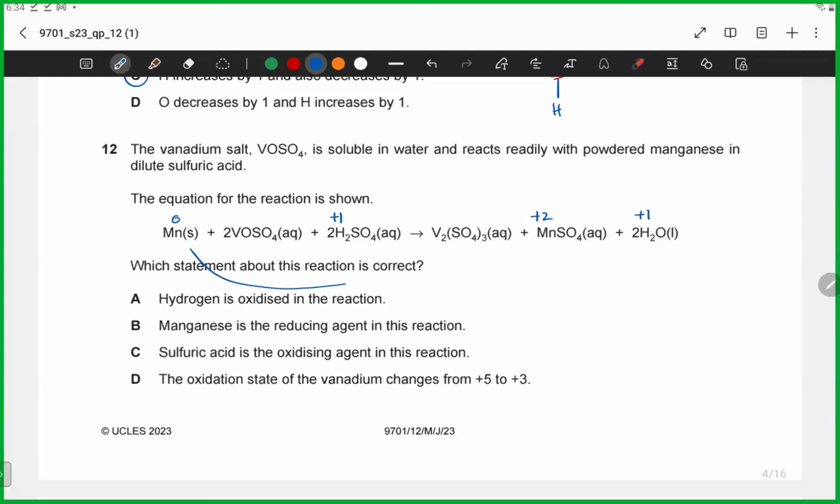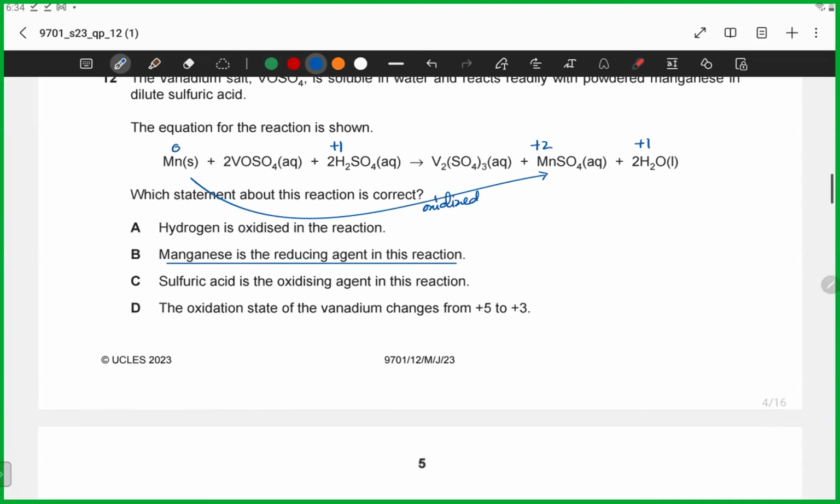तो ये बात सही है ना? Magnesium is getting oxidized, right? तो जो oxidize होता है, that is the reducing agent. सही है, क्लियर है? Yes, sir. तो बस B है, उससे आगे सोचने की जरूरत नहीं है.